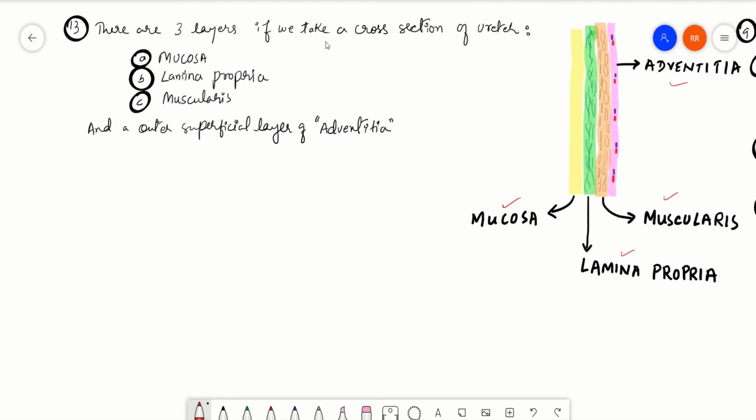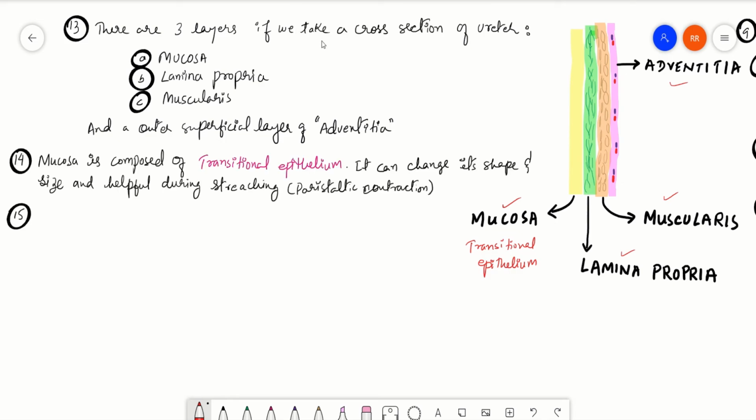Now, the inner layer, the mucosa, generally consists of transitional epithelium. This transitional epithelium can change its shape and size, and it will be very helpful during the stretching of the ureter during the peristaltic movement.